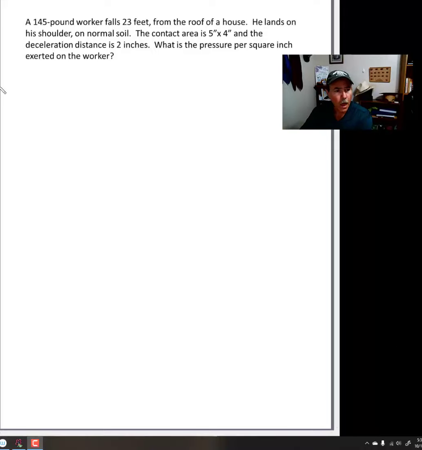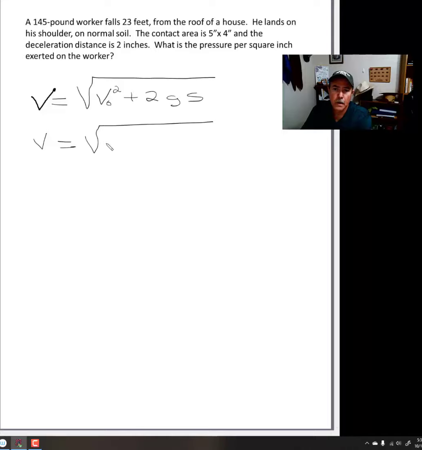Okay, again, we need velocity first, so let's go ahead and enter our formula for velocity. V sub 0 squared plus 2gs. Okay, now let's start plugging everything in. There is no initial velocity. The subject is not moving, so that's 0. Go ahead and plug in a 0 there. 2 is a constant. 32.2 is g, the acceleration of gravity, and our distance is 23 feet.